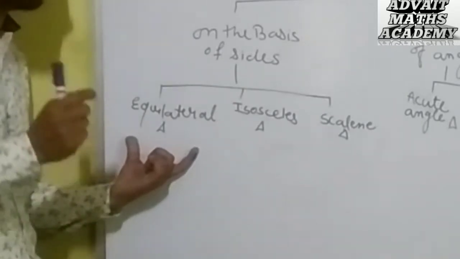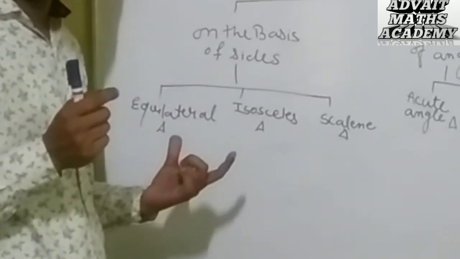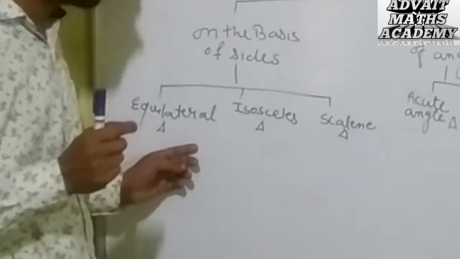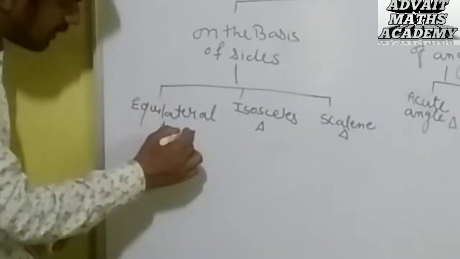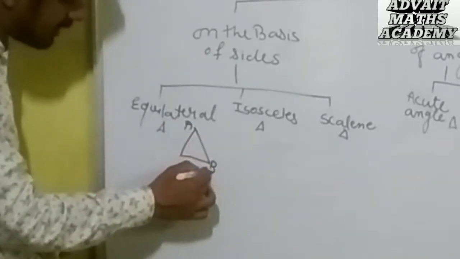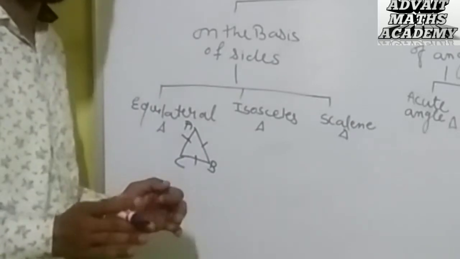First is an equilateral triangle. An equilateral triangle has all sides the same or equal. See the example. In triangle ABC, all sides have the same measurement.